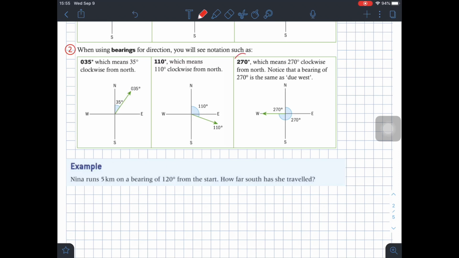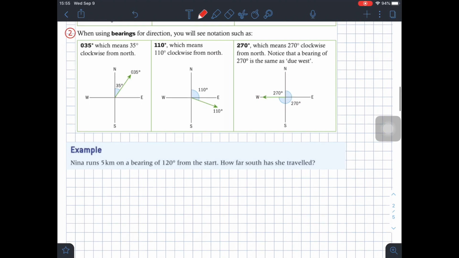Finally, for this case, 270, we do the same thing. We start from north always, we trace a 270 degree angle, and where we end up is our final direction. In this case, a bearing of 270 degrees is the same as saying going to the west, okay? So I hope this is clear for you people.